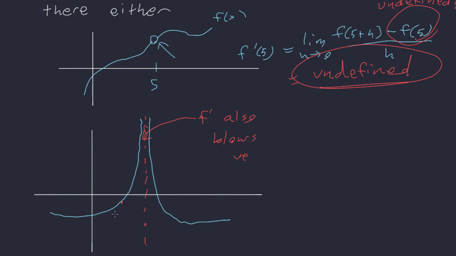Okay, and if you think about why, well, if you look at the tangent lines, they start getting higher and higher on both sides. So the slopes themselves are going to start increasing to infinity as well.